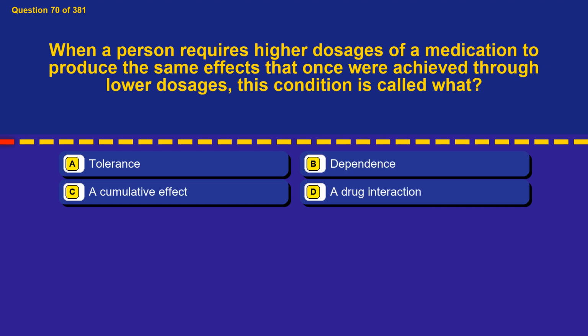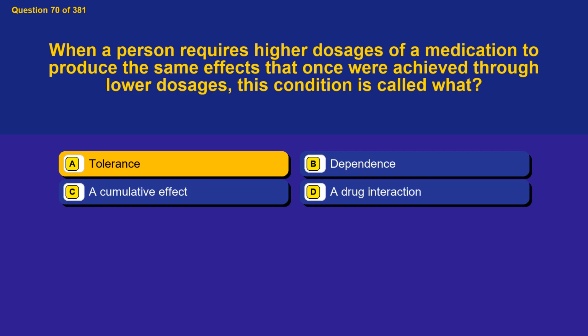Question 70. When a person requires higher dosages of a medication to produce the same effects that once were achieved through lower dosages, this condition is called what? Option A, tolerance. Option B, dependence. Option C, a cumulative effect. Option D, a drug interaction.